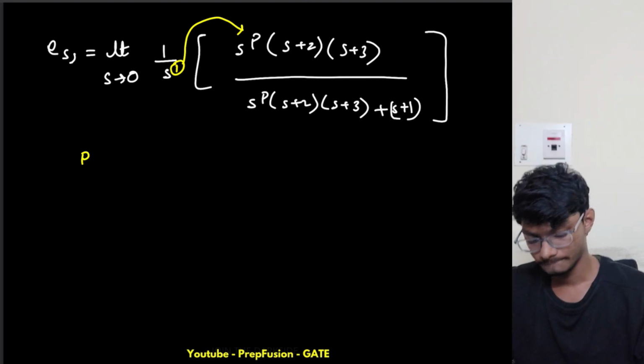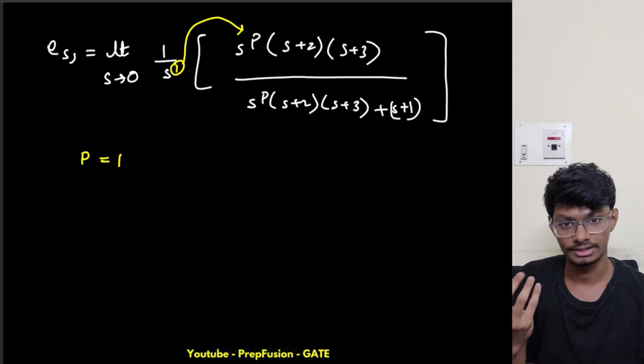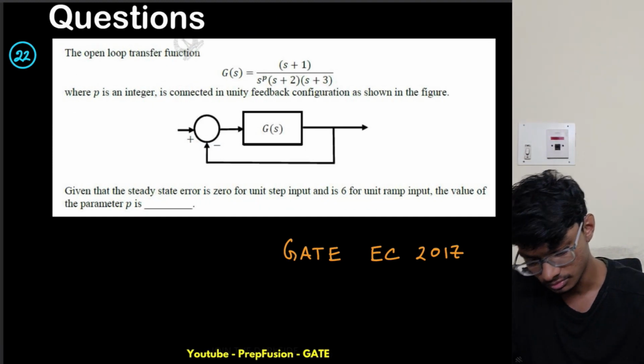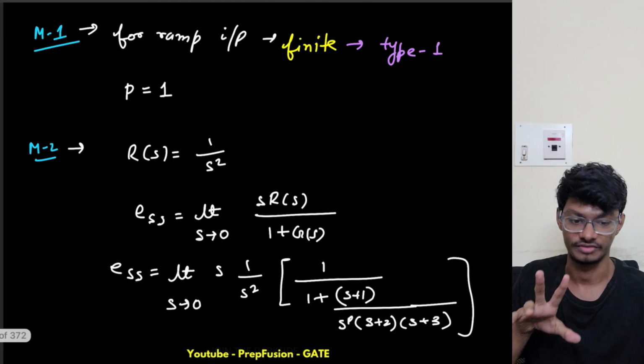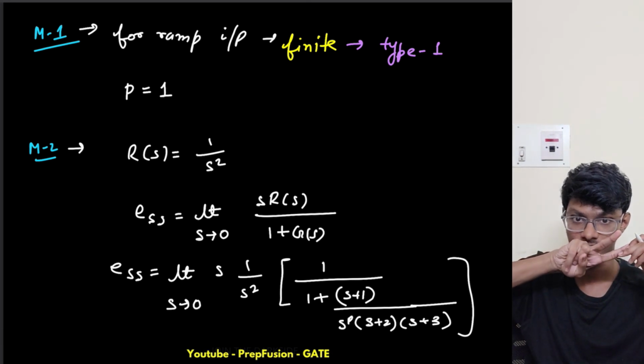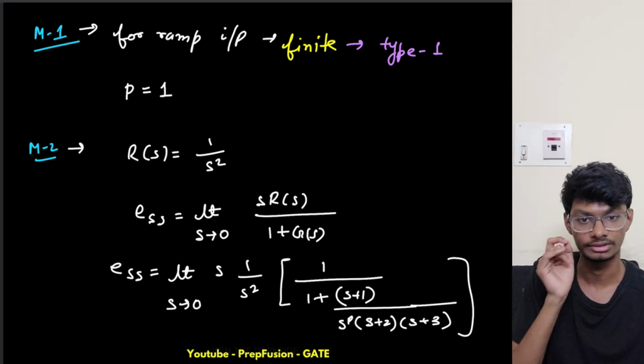So p equals 1. From here also I can understand that p equals 1. So you can solve it like this, or you can just solve it in seconds if you know the information, right? That the order of the input and the type should be the same for getting some finite error. This I will write down in the summary points, and there you will understand.